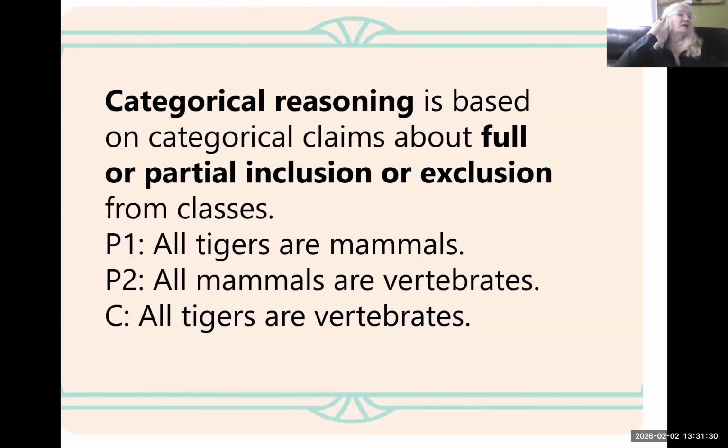So categorical reasoning is based on categorical claims, which talk about full or partial inclusion or exclusion from classes or groups or categories. So, for example, all tigers are mammals, or all mammals are vertebrates. These are full inclusion. And here's an example of categorical reasoning. All tigers are mammals, all mammals are vertebrates, thus all tigers are vertebrates.